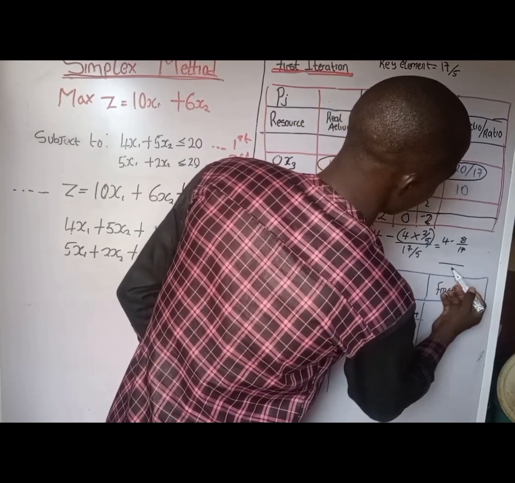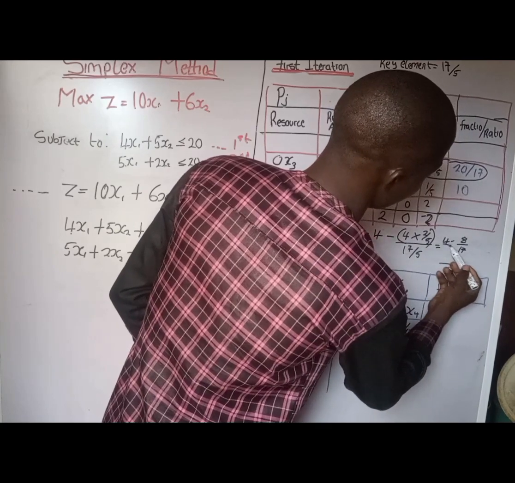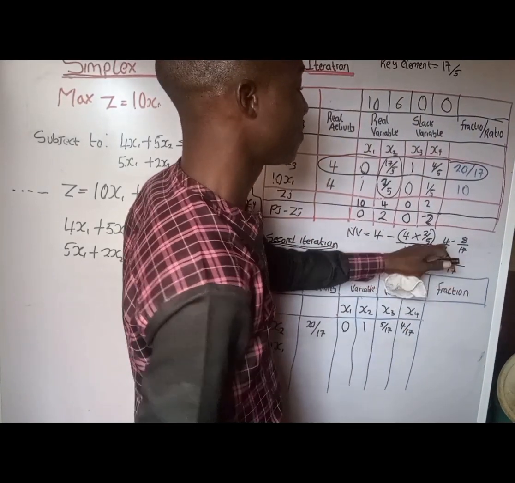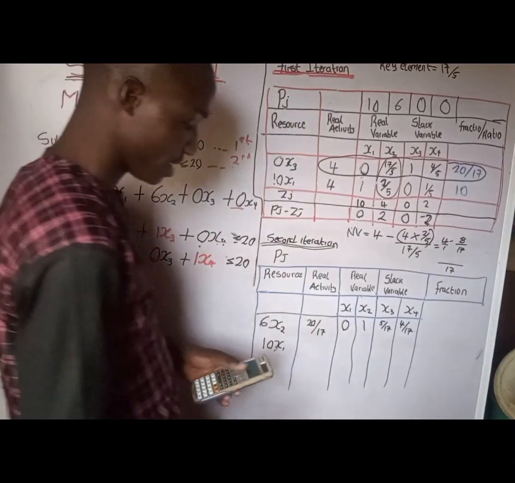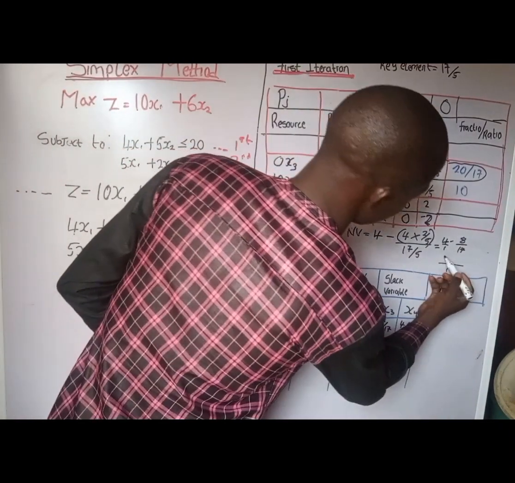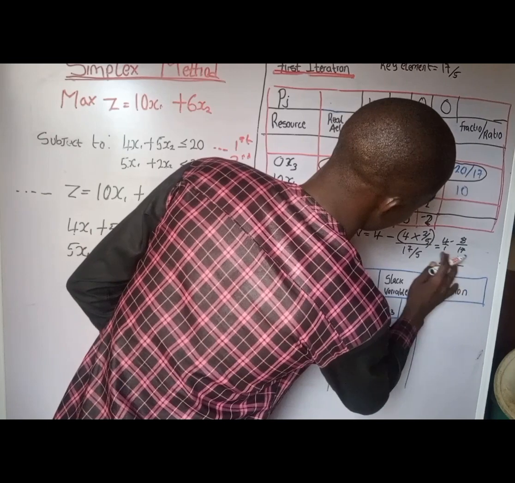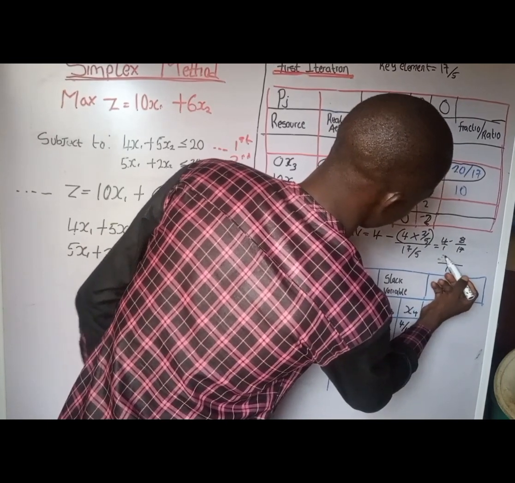If you find the LCM, it is 17. So don't forget there is 1 8. Now 17 divided by 1, that is 17. 17 multiplied by 4 is 68. So 68. I'm going to have 68 here.